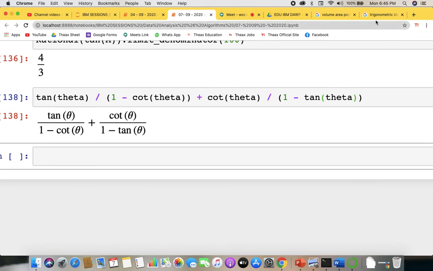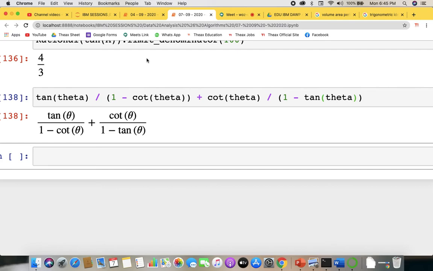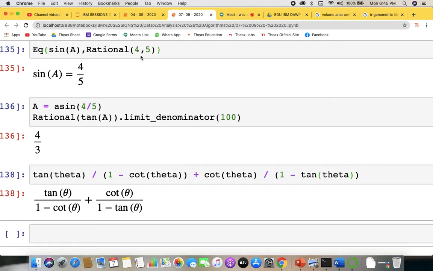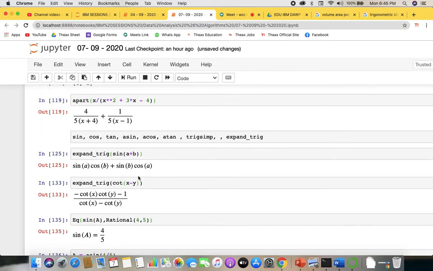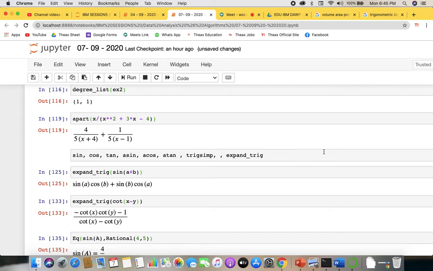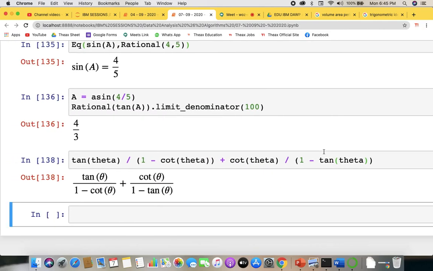I think that is a proof. It should equal 1 plus sec theta cosec theta. Start solving. Find the methods, what you are going to do. You can apply any of these: factorize, simplify, anything. TrigSimp, TrigExpand, whatever you want. Try solving this. I am also trying.